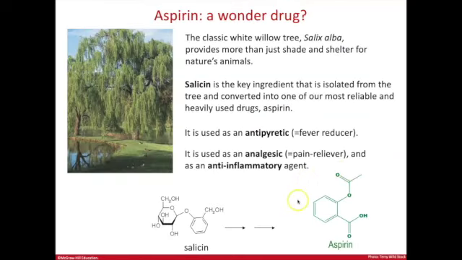So aspirin was originally this salicin, which was originally isolated from the bark of this white willow tree. The structure of aspirin that we have now is quite different from the active ingredient in the bark. So that's where chemists come in, understanding what parts of this structure are the important parts as far as the shape, as well as the functional groups.